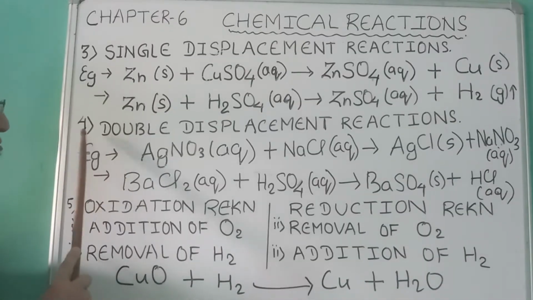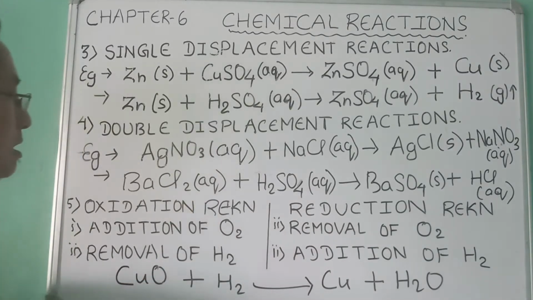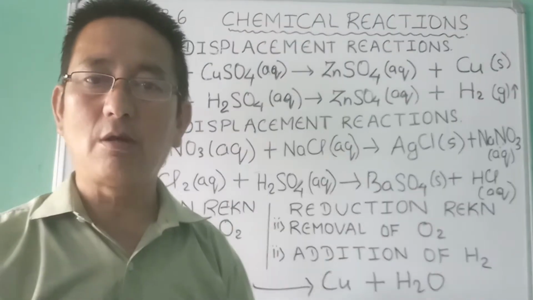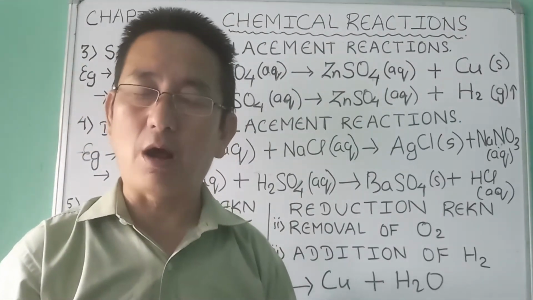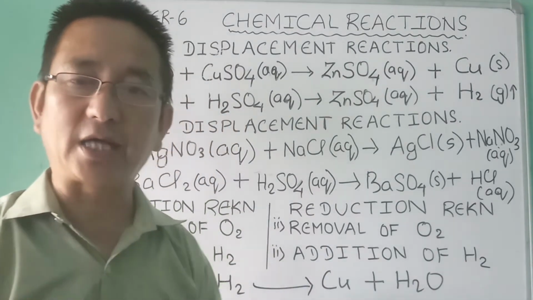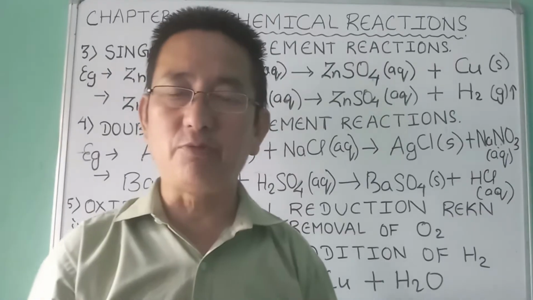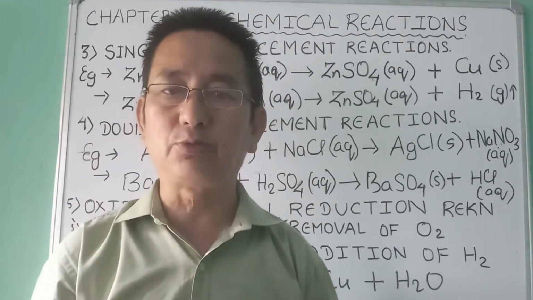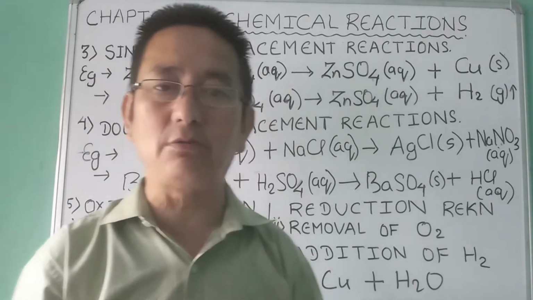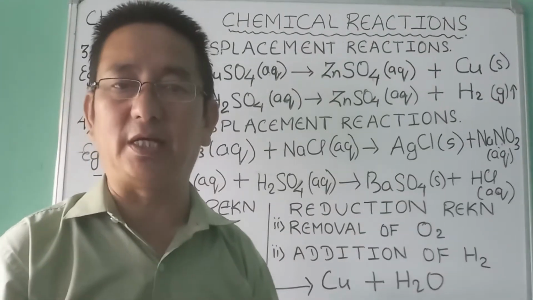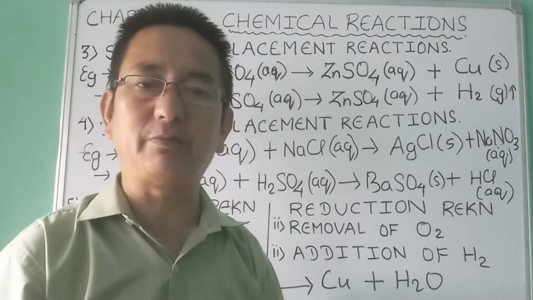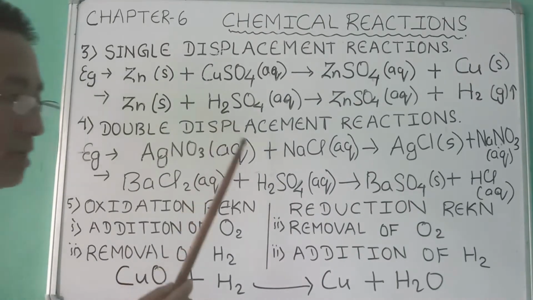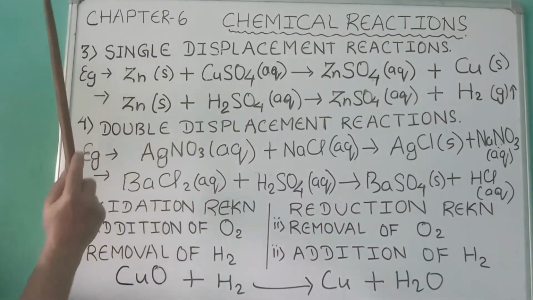Next, number 4, double displacement reaction. Double displacement reaction is also known as double decomposition reaction or precipitation reaction. Now, what is a double decomposition reaction? The chemical reaction in which two salt solutions are mixed, they exchange their radicals with each other and give an insoluble solid in the form of precipitate. That is why it is also known as precipitation reaction. Let's see the examples.